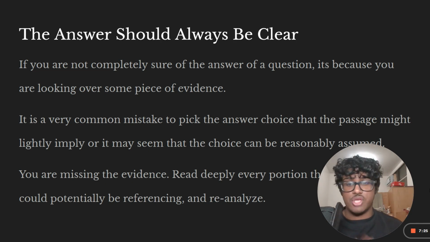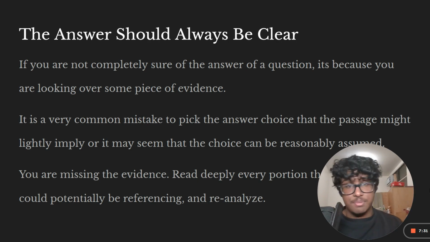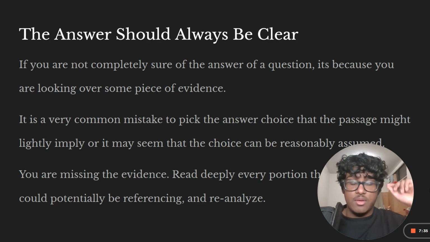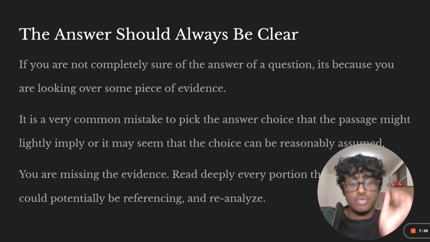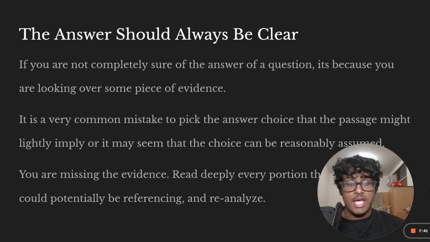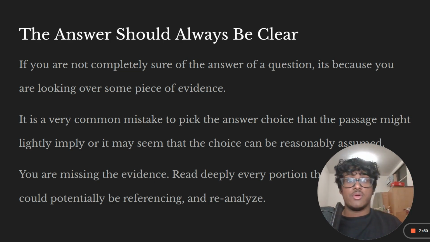Like, one is just so blatantly obvious. And it's because you're missing the evidence, right? You need to focus on reading deeply. And I'll explain explicitly how you can instantly increase how deeply you read in one of the final tips in this passage. But basically, for every single portion you need to read deeply and realize what it could potentially be referencing, right? Reanalyze the question and figure out what specific portions it's asking you to actually refer to, right? And then go to everywhere in the passage where it refers to that idea.